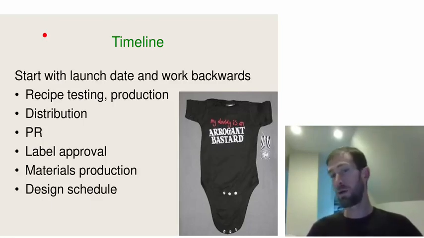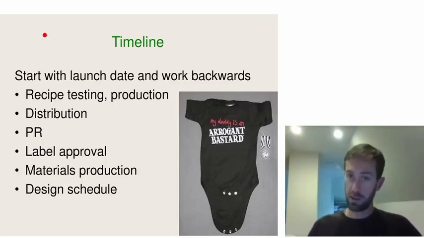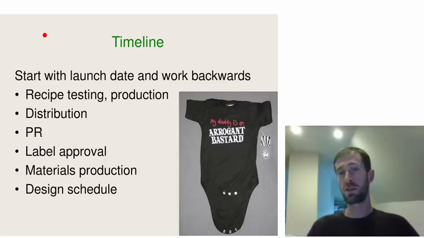This is especially critical if you're doing things like seasonal releases. So if you're coming out with a winter warmer, or say a pumpkin beer, you probably want that to launch sometime in the late fall or early winter, and that's going to be a pretty critical date. From there, you're going to work back, and all of these other steps. Recipe testing and production is one of the shorter pieces.